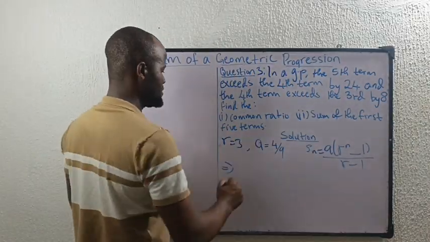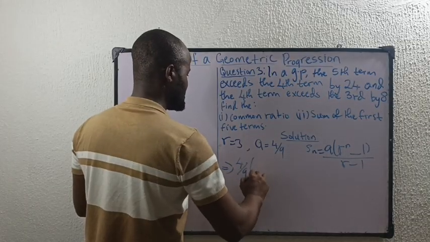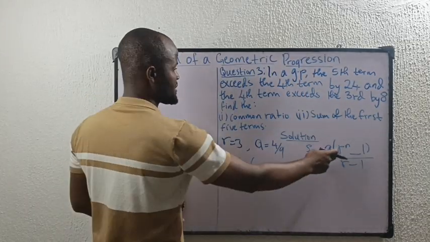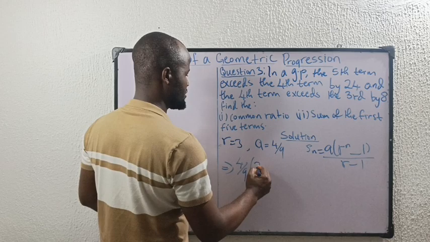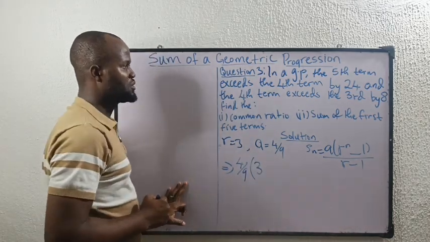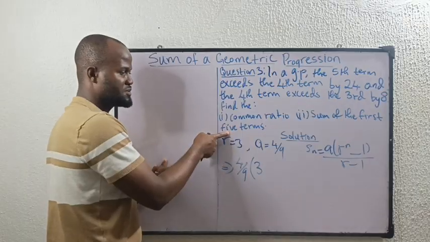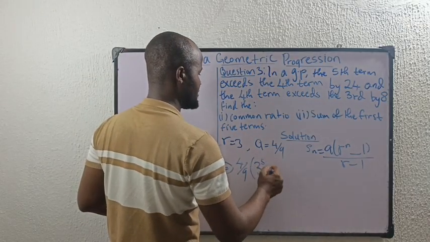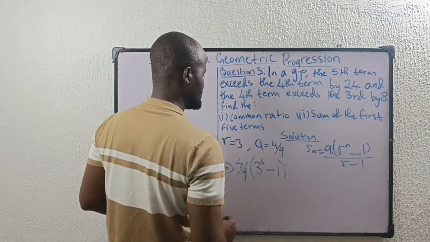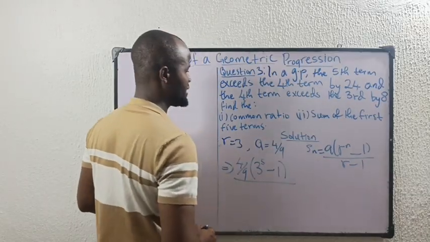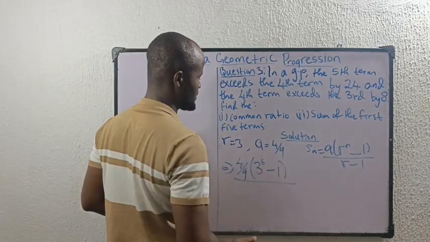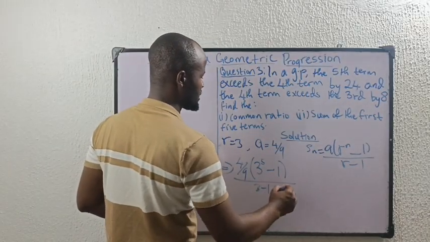My A is 4 over 9. Open your bracket. And so what's my R? 3. So raised to the power of n, what's the number of terms? It says the sum of the first 5 terms. So the number of terms is 5, minus 1. Close the bracket, all divided by R minus 1. And my R is 3 minus 1.